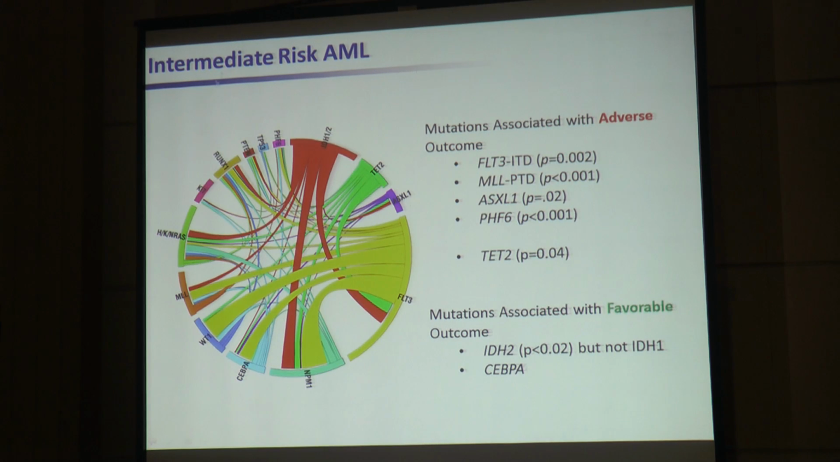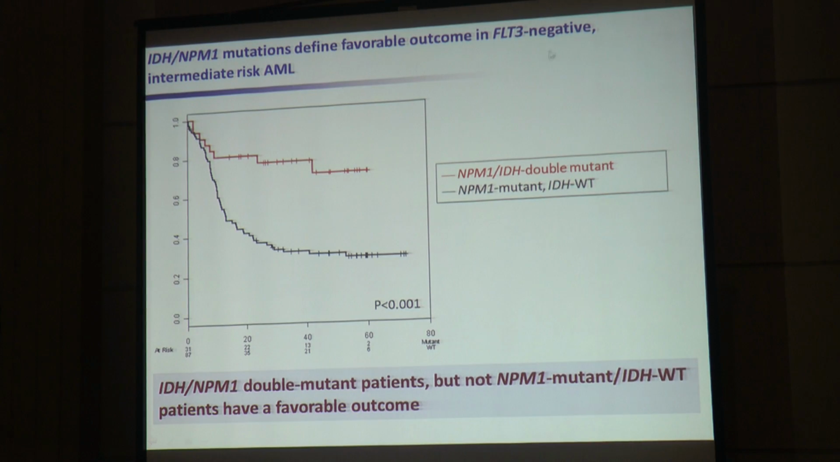Now looking just at those patients with intermediate risk AML, we see here those mutations associated with adverse outcome again include FLT3, MLL, ASXL1, and PHF6, but also now TET2 mutations were associated with adverse outcome, and IDH and CEBPA mutations associated with favorable outcome in intermediate risk AML. And if we look at those that are FLT3 wild type with intermediate risk AML, we're seeing here that there are a subset of patients that have mutations commonly in NPM1 and also IDH.